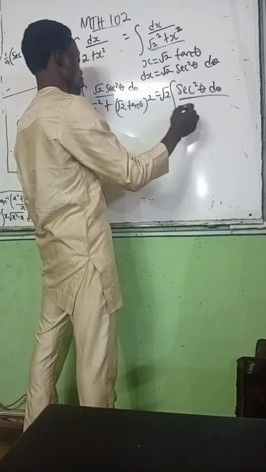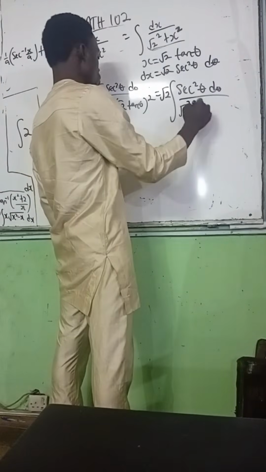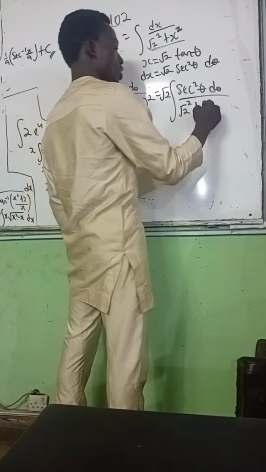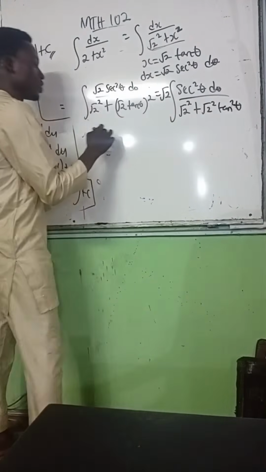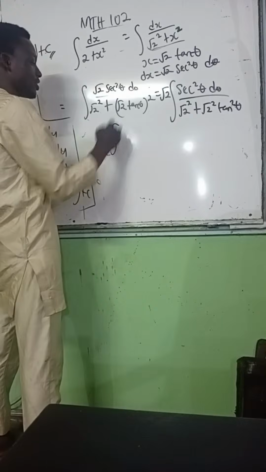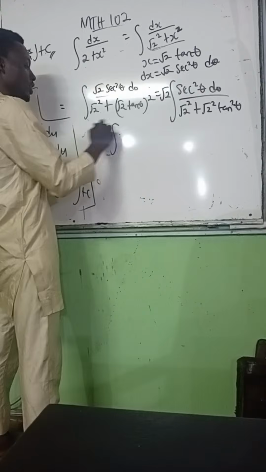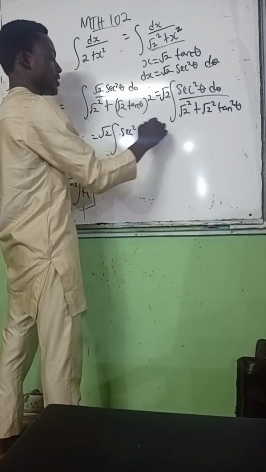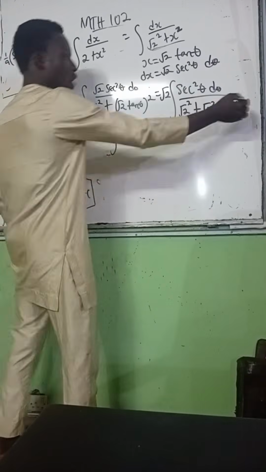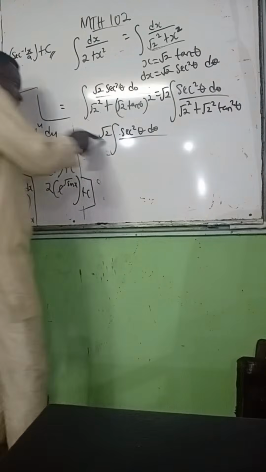Root 2. In fact, I should have left it there and cancelled this at the end of the day. Root 2 square plus what? Root 2 square. And what? Square theta. So here we have integral of what? Let me take it in again. But there's no problem. Let me leave it out. So we have sec square theta d theta divided by what? What is common? Okay, they can't cancel, sorry. They can't cancel. So let it stay outside.